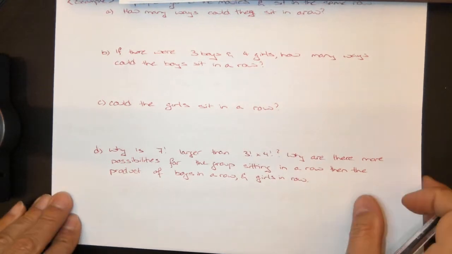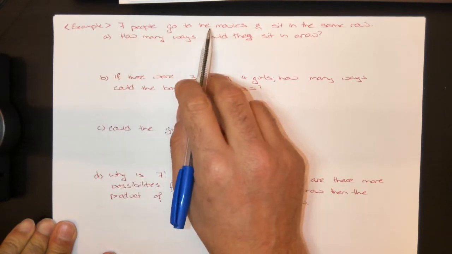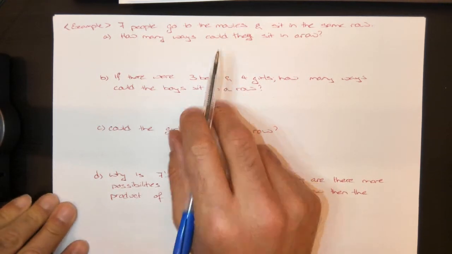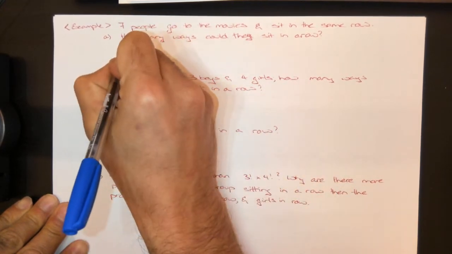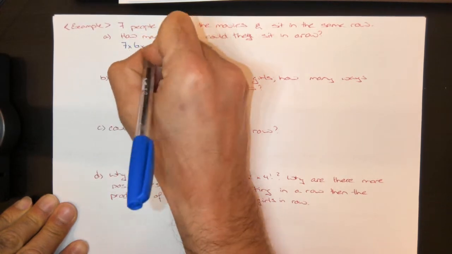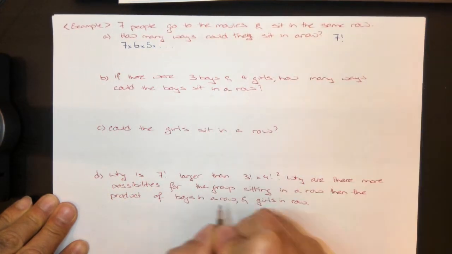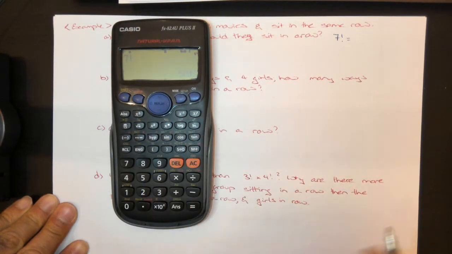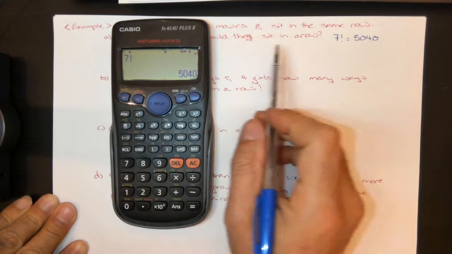Alright, so let's look at some possible examples. We have 7 people that go to the movies and they want to sit in the same row. So how many ways could they possibly sit? There's obviously 7 possibilities in the first seat, and once they've sat down, then we only have 6 more people left. And once those two people sat down, we only have another 5, and so forth. So technically we have 7 factorial. So there's 5,040 possible arrangements of these people sitting in a row.